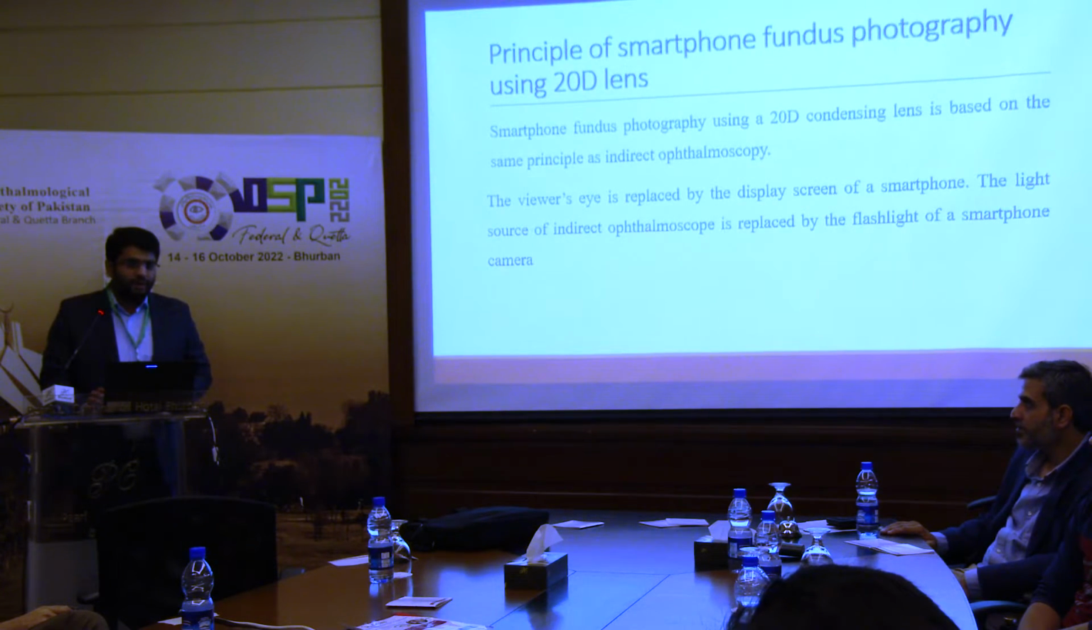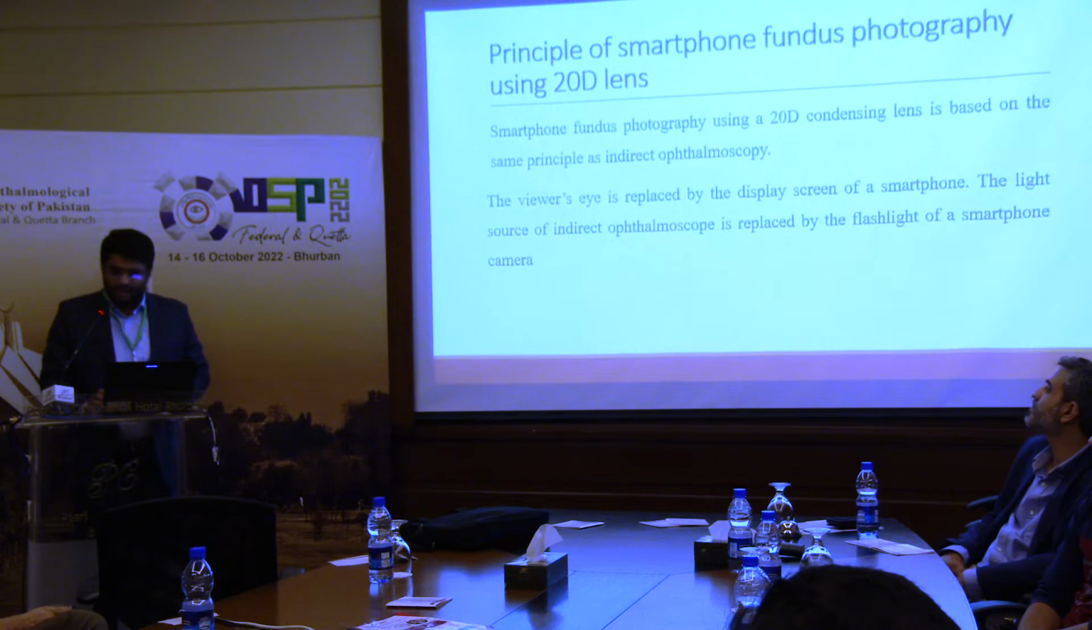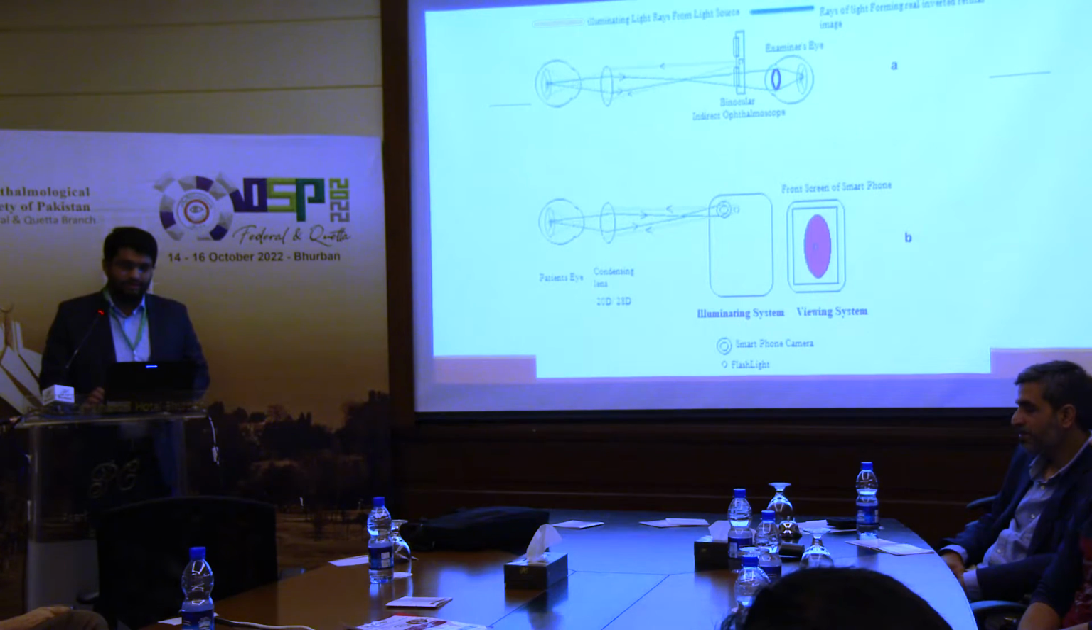The principle of taking a picture of the retina using a 20D lens is basically similar to indirect ophthalmoscopy, and this is the optical diagram of it. The illuminating system of an ophthalmoscope is in fact replaced by the flashlight of the camera, and the viewing system is replaced by the camera screen of the smartphone.